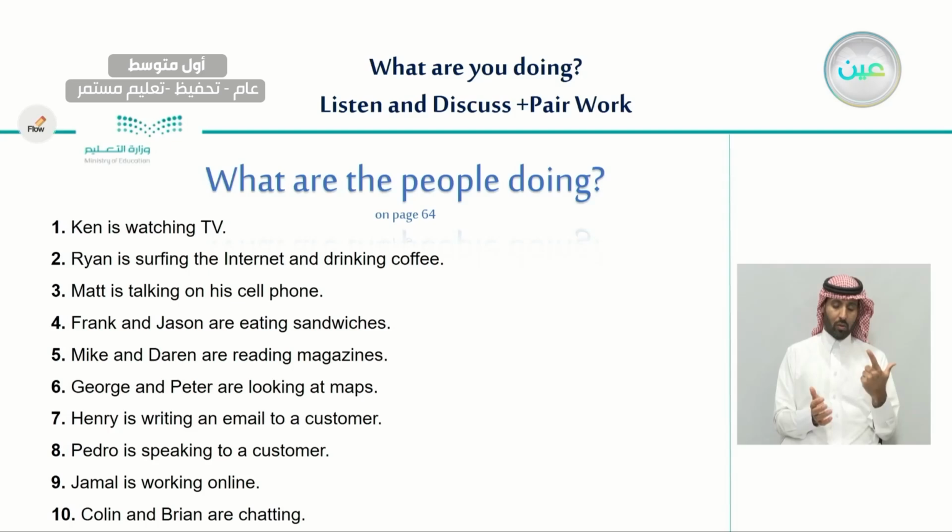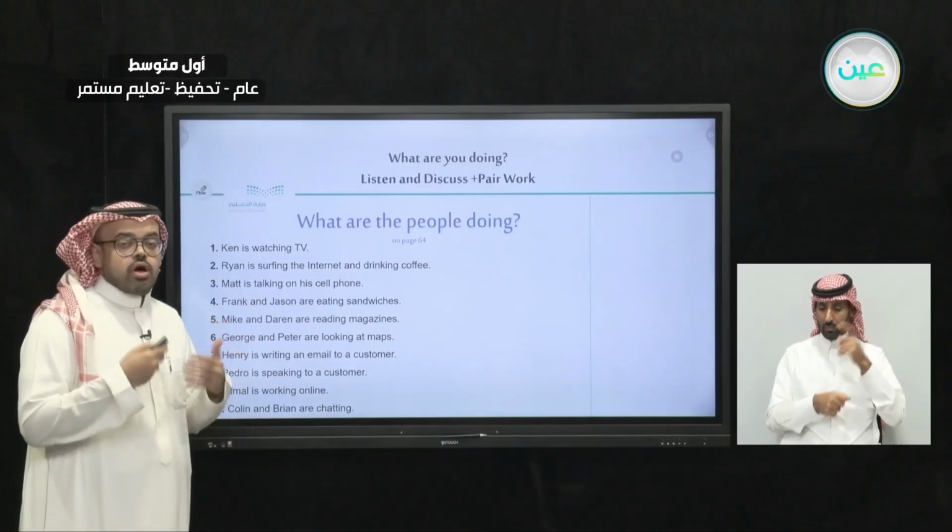Number 7, Henry is writing an email to a customer. Number 8, Pedro is speaking to a customer. And number 9, Jamal is working online. And number 10, the last one, Colin and Brian are chatting. So here are the things that people on page 64 are doing.